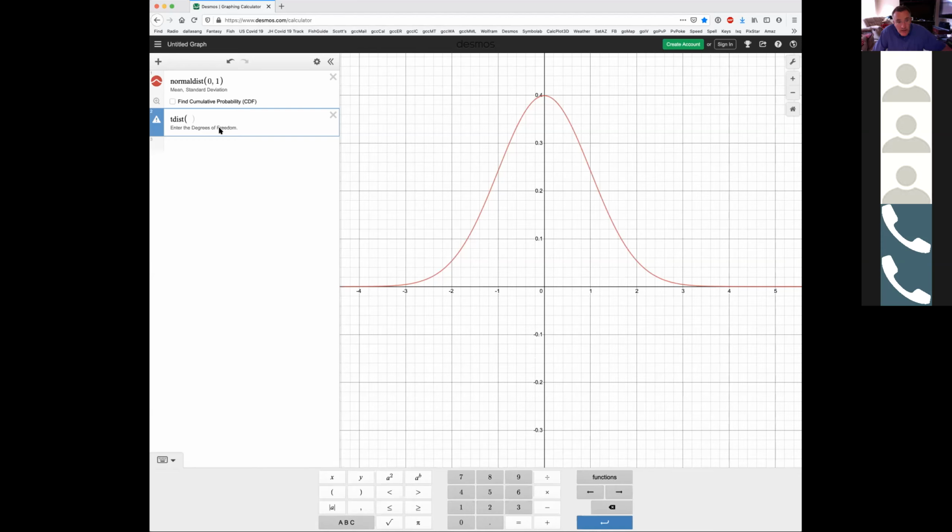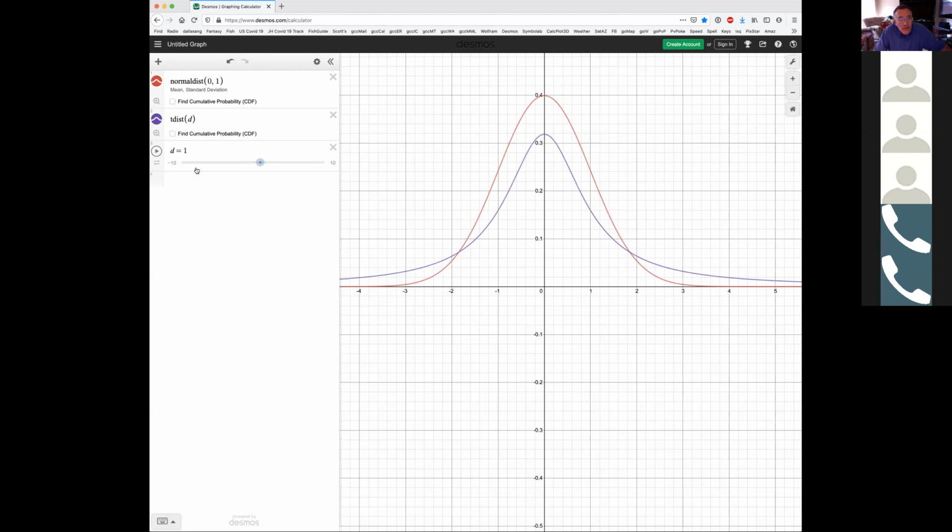But let me just put it in here for any old degrees of freedom, which we'll call D. Usually in the book, it's going to call it DF, for degrees of freedom. Desmos doesn't like two variable names, so I'm just going to call it D. And I'm going to add a slider for it.